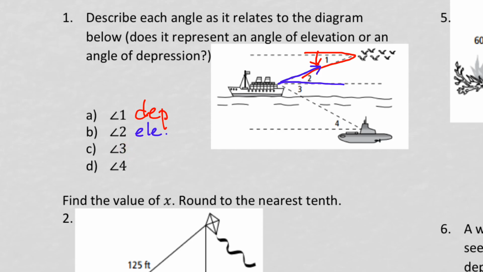Angle 3 is again from a person in the boat, but in this case, with the same line of sight, if they're looking down towards the submarine, if they could see it, that would be an angle of depression. So looking down is an angle of depression. And then to finish this problem, angle 4 is created from someone in the submarine. Again, with the line of sight being here, looking up at the boat, that would be an angle of elevation.